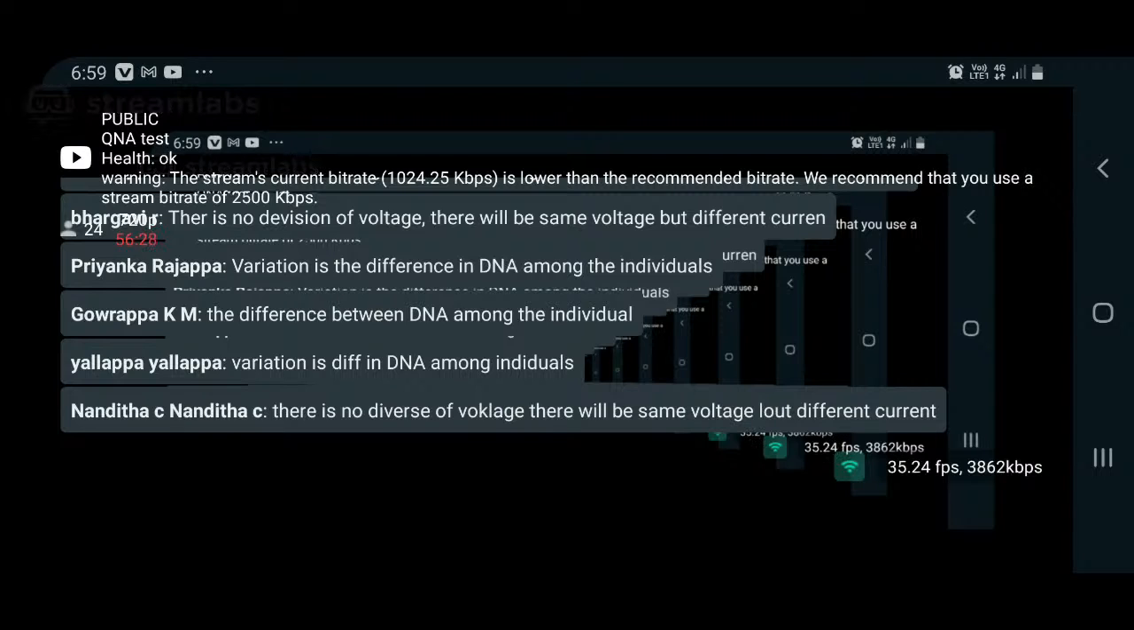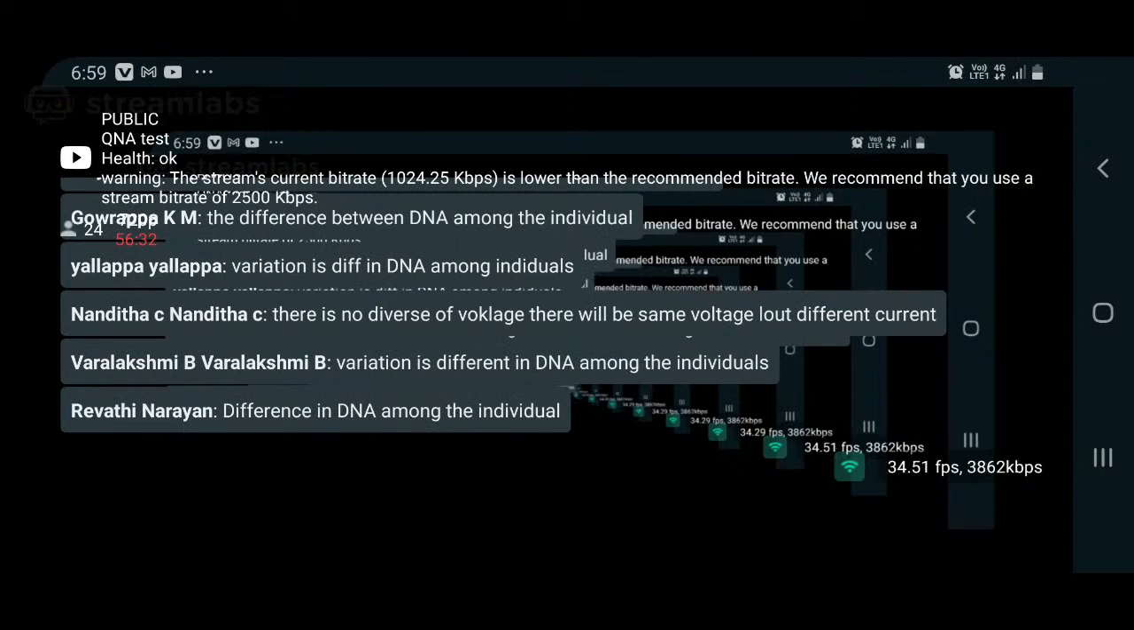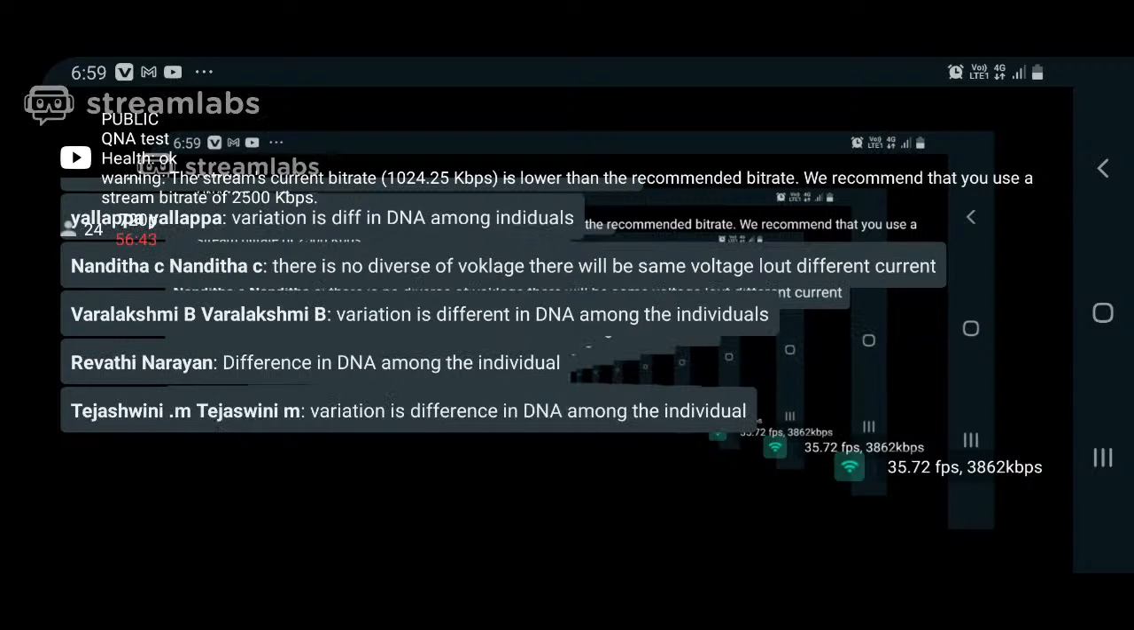Yes, good answer. Variation is difference in DNA among the individuals. Very good answer. It is so simple. We can find differences among the population, right? And that is also variation. Variation is difference in DNA among the individuals. Even this is also a right answer.